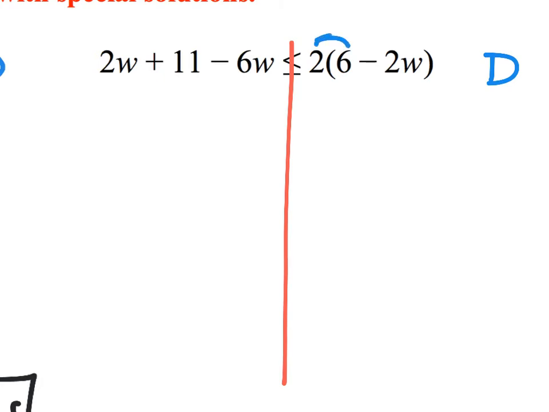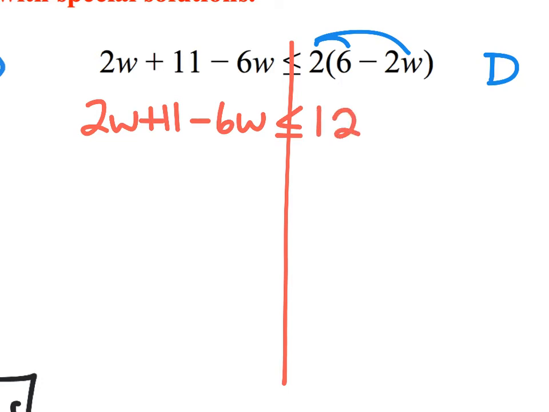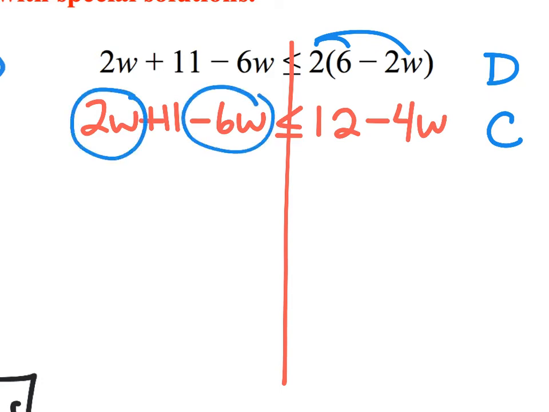We're going to multiply here, which should get us 2w plus 11 minus 6w, that's all the same, is less than or equal to 2 times 6 is 12, and 2 times negative 2w is negative 4w. Can I combine like terms? Charlie, what are my like terms? Are you sure it's 6w? So that would mean negative 4w plus 11 is less than or equal to 12 minus 4w.